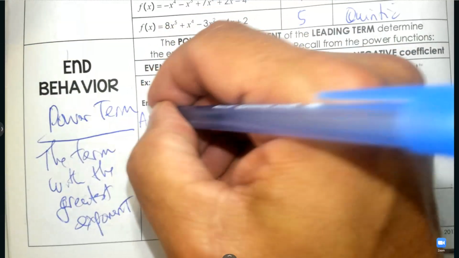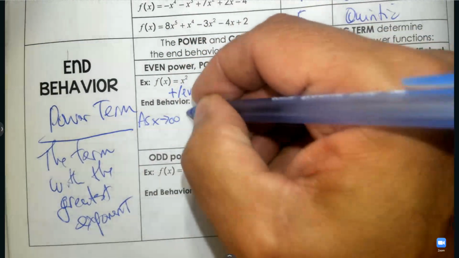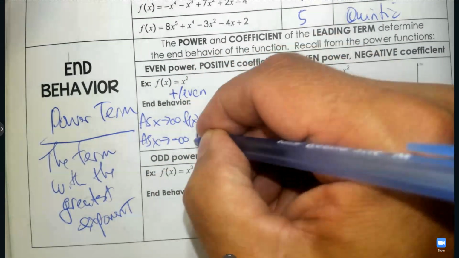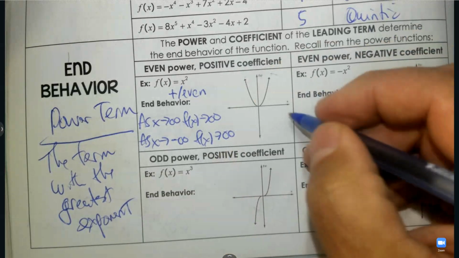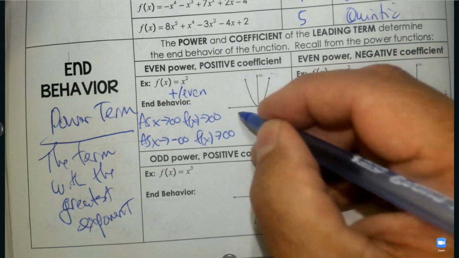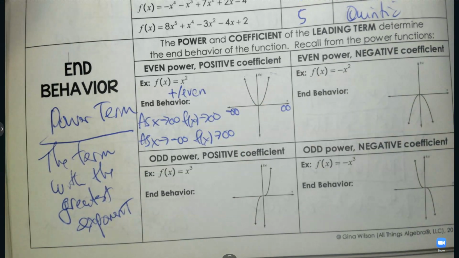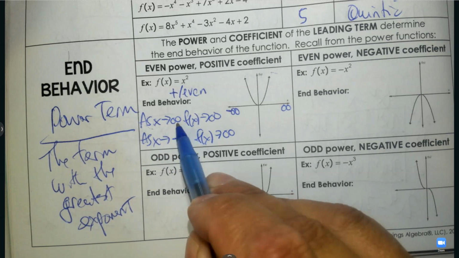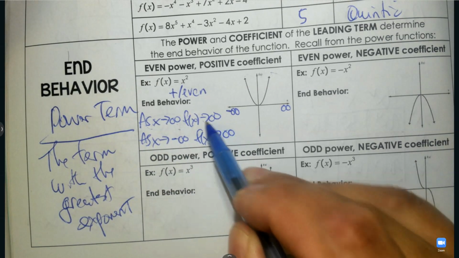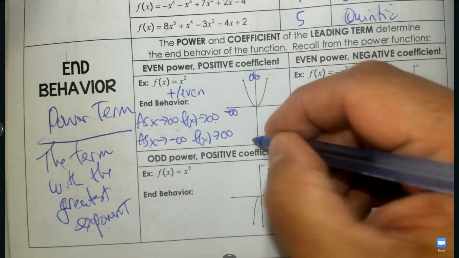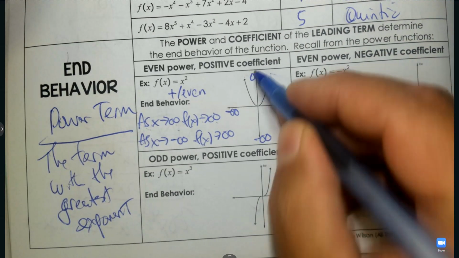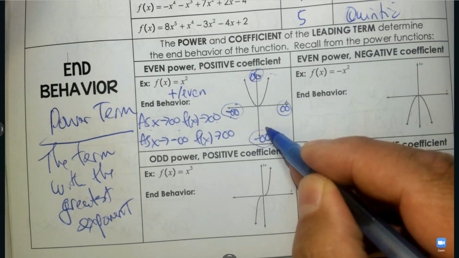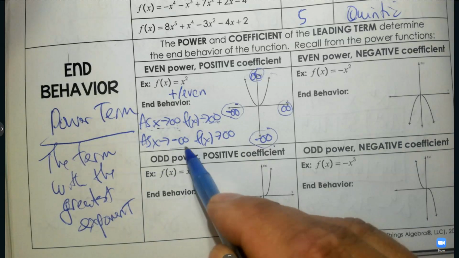If it's positive with an even exponent, both ends go up. And how do I write that mathematically? We say, as x approaches infinity, f of x approaches infinity. As x approaches negative infinity, f of x approaches positive infinity. We need to understand the right end is infinity, the left end is negative infinity. Instead of saying the right end goes up, we say x approaches infinity means right. The function goes to infinity, that means it goes up. To the right, infinity, up infinity. To the left, negative infinity, up infinity. So in this case, the right end goes up and the left end goes up.